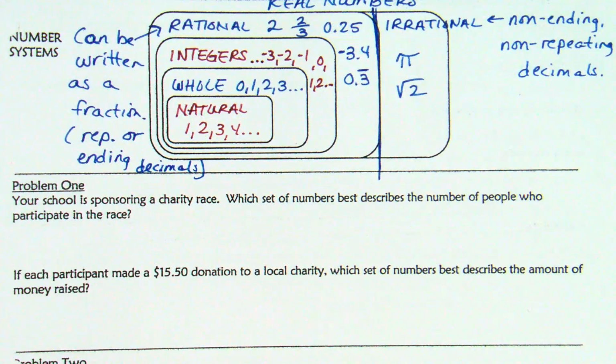Sierra? Whole numbers? Miles? Natural numbers? Maggie? Integers? Okay. So Sierra, why whole? Okay. She's going to argue that you could have nobody signed up, or you could have 1 person, 2 people, 3 people, so on and so forth, right? Okay. Miles, why natural?